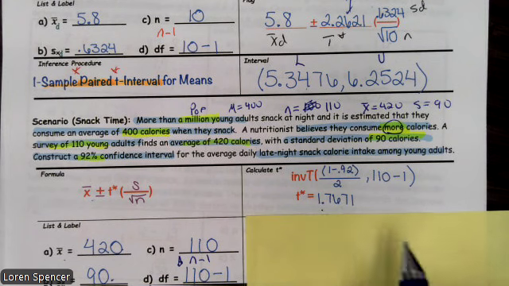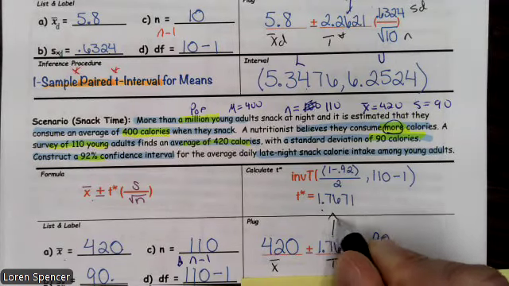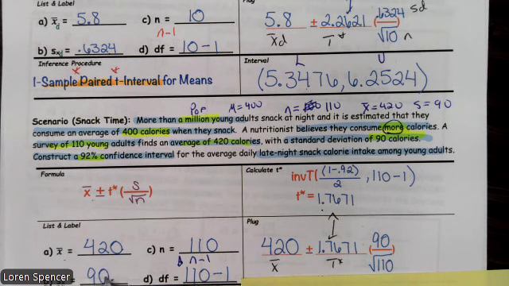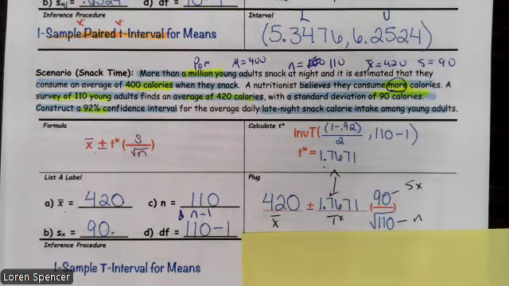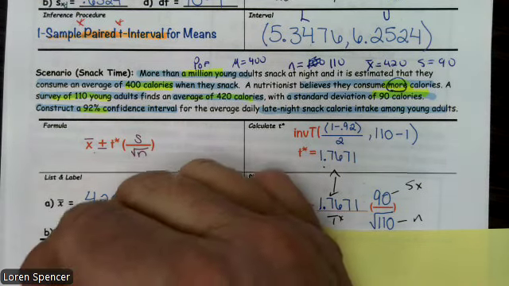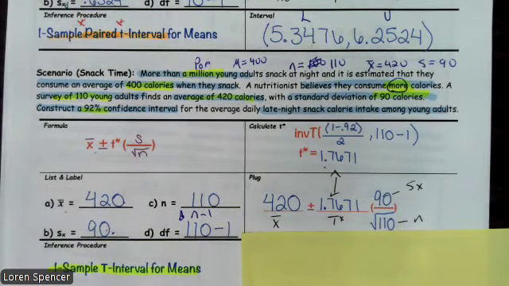Well, now we can plug in. X bar is 420. T star, we calculated right here. Our sample standard deviation is our Sx, and this is our sample size. We are running a one sample T interval for means. Make sure you do not say the word paired because it's not paired. If you do, it's incorrect and will be counted as such.